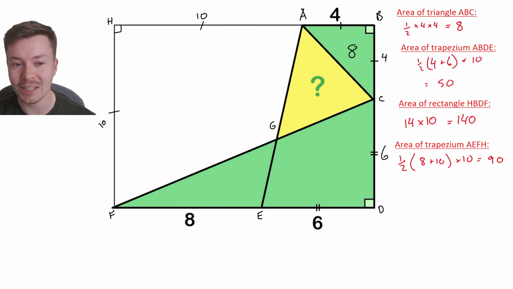So, parallel sides, 8 add 10, and then you half that, because you're finding the average kind of width of your parallel sides, and then you times by the distance between them. So essentially you're working out the average rectangle, which will have the same area as this trapezium. So I get the answer to that being 90, which of course we know it should be. 140 take 50 is 90.